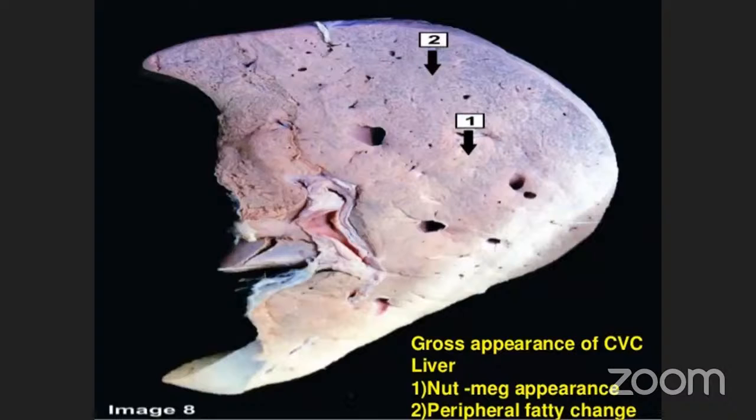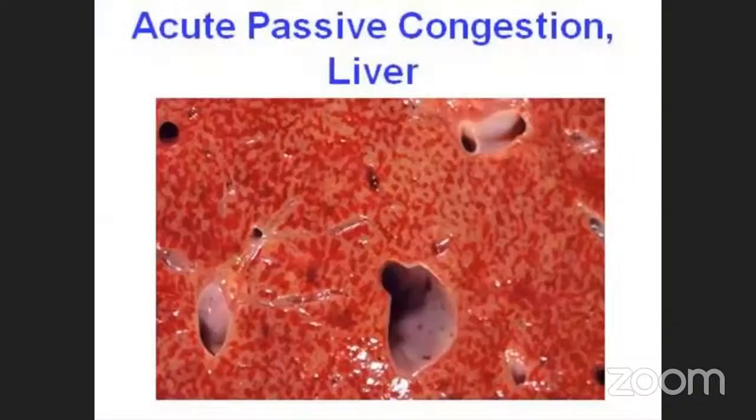The red dots have faded away because it is in formalin. Here you can see mottled red and yellow areas. The yellow areas are the peripheral fatty change, and the central areas are hemorrhagic necrosis. So this is the nutmeg appearance on a fresh specimen of chronic venous congestion of the liver. Now this process is acute, so it has given the best pictures. These are the peripheral zones having the fatty change and the necrotic, hemorrhagic central zones.